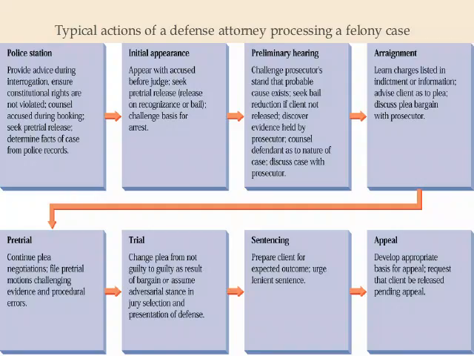Before trial, they try to continue plea negotiations and file pretrial motions challenging evidence of prosecutorial errors. During trial, they change the plea from not guilty to guilty as a result of a bargain, or assume an adversarial stance in jury selection and presentation of the defense. During sentencing, they prepare a client for the expected outcome and urge a lenient sentence. And during the appeal process, they try to develop the appropriate basis for appeal.